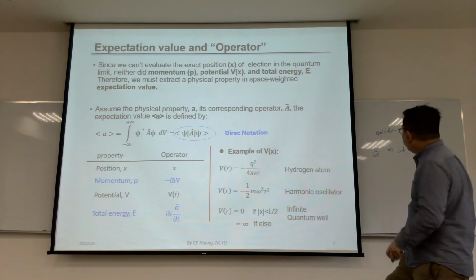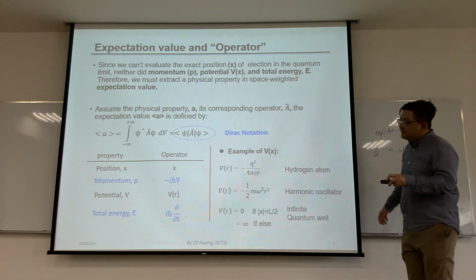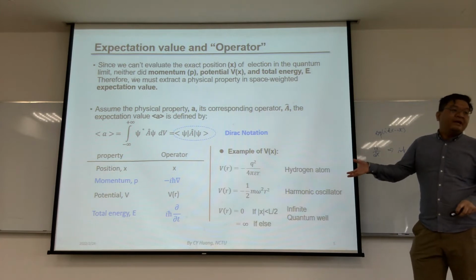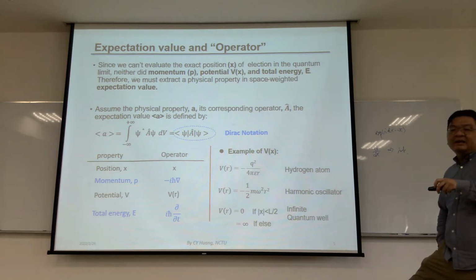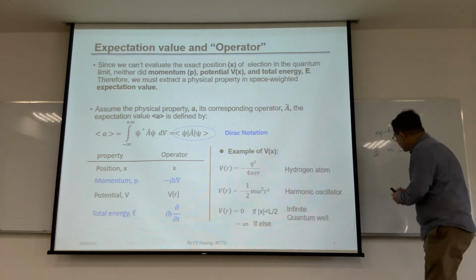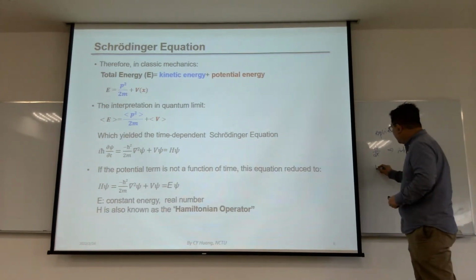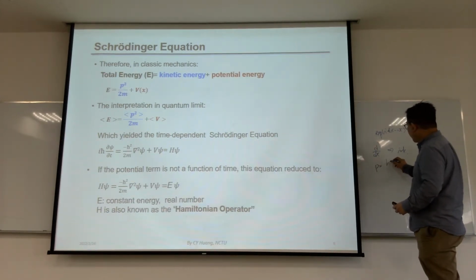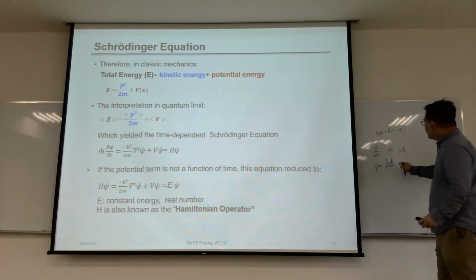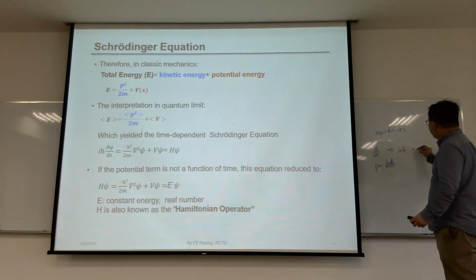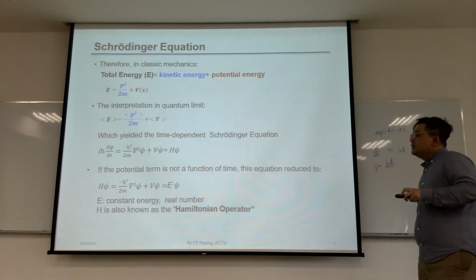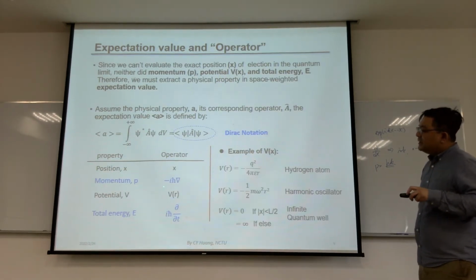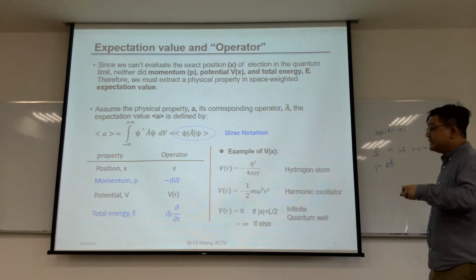Times i h bar. Because you have i, you need to multiply by minus i to make it pure k. And times h bar, because h bar k is your momentum, since p is equal to h bar k. So in order to get k, we need to multiply by minus i to get only k, then times h bar. So the momentum operator is minus i h bar times the derivative. Then you can extract something out.